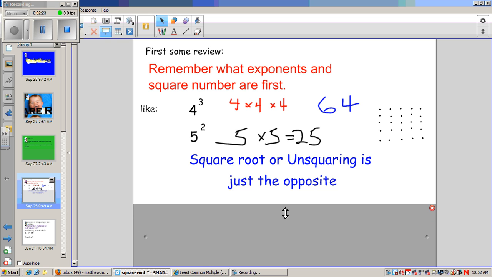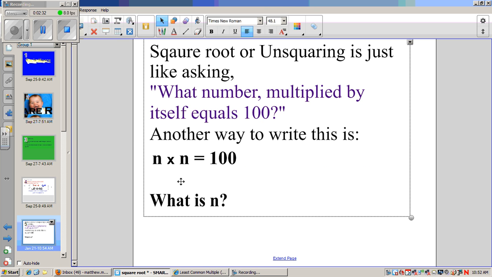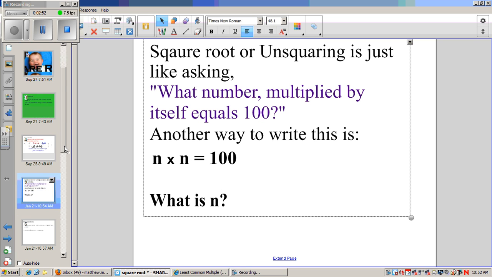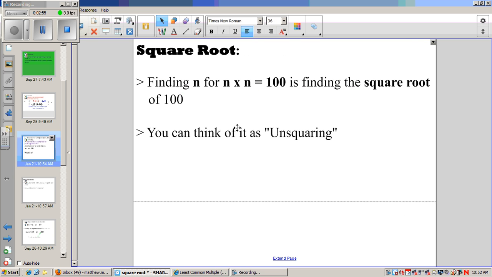Well, think about unsquaring or square root. It's going to be the opposite. So when we square root a number or try to unsquare a number, we're trying to break it down in the opposite. What number times itself equals that number? So square root or unsquaring is just like asking what number multiplied by itself equals 100, for example. Another way to write this is n times n equals 100. Well, what is n? That's what we're trying to find out. So finding n for n times n is 100 is finding the square root of 100. You can think of it as unsquaring it, okay?